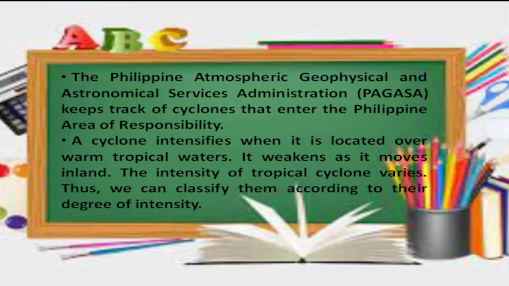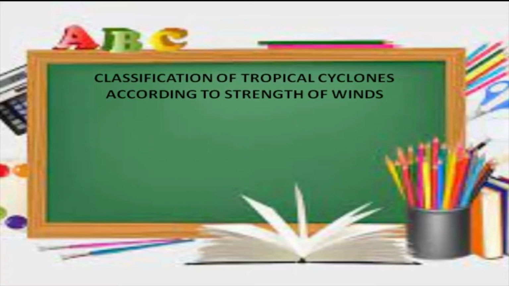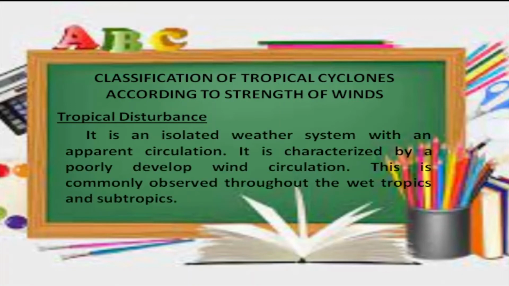The intensity of tropical cyclones varies, thus we classify them according to their degree of intensity. Classification of tropical cyclones according to strength of winds. First is the tropical disturbance. It is an isolated weather system with an apparent circulation. It is characterized by a poorly developed wind circulation. This is commonly observed throughout the wet tropics and subtropics.